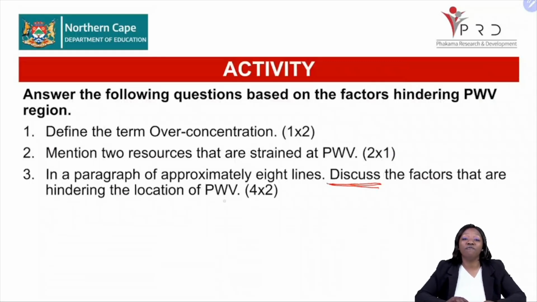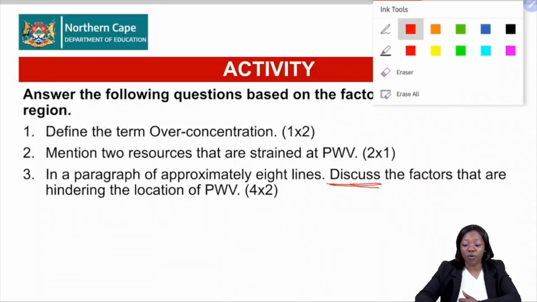So I'm going to give you 7 minutes. In that 7 minutes, 2 minutes are for questions 1 and 2, and then 5 minutes are for your paragraph question, because I want you to develop that paragraph writing. I want you to be more skilled in writing these paragraph questions so that you know for sure that you have grabbed all the 8 marks. So discuss the factors that are hindering the location of PWV. After 7 minutes, we will come back with the correction.